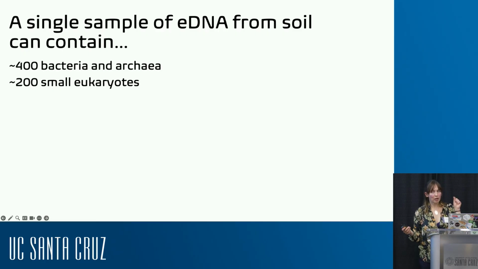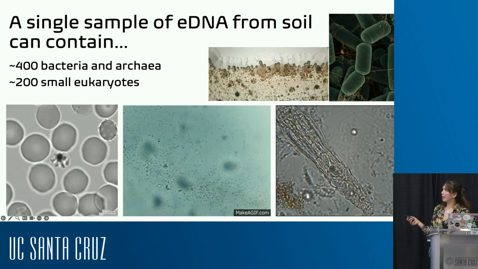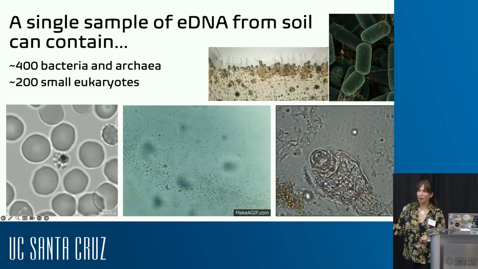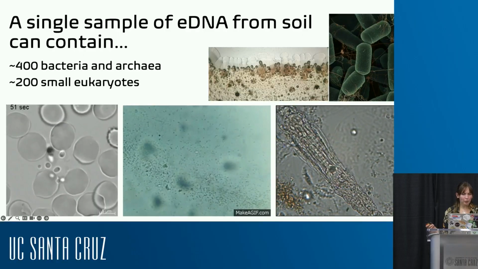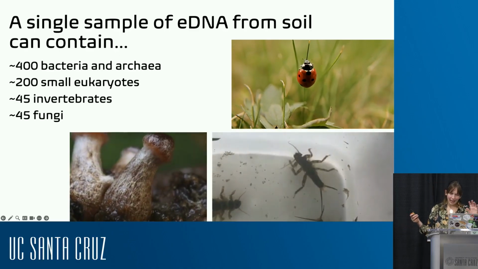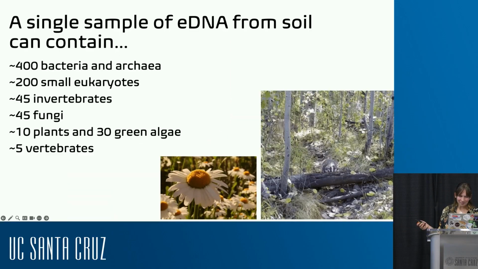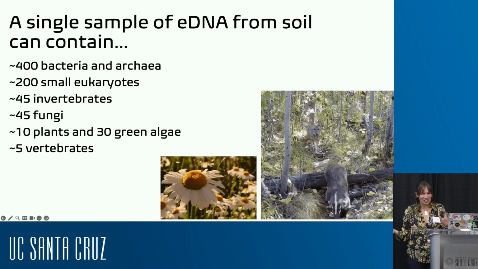Okay, so in a single sample of soil, and I recently picked a single sample from Alameda County, not too far away, we get usually about 400 bacteria and archaea, 200 small eukaryotes. So that's what bacteria and archaea look like. And here are smaller eukaryotes. We get rotifers, we have apicomplexans, plasmodium, the parasites are in this group. We get about 45 invertebrates and fungi, and this accidentally has sound, sorry about that. And we get about 10 plants, 30 green algae, and maybe, if we're lucky, 5 vertebrates. Usually human is one of those.